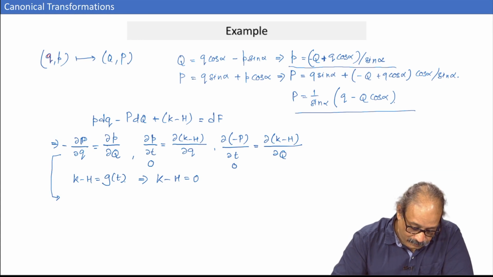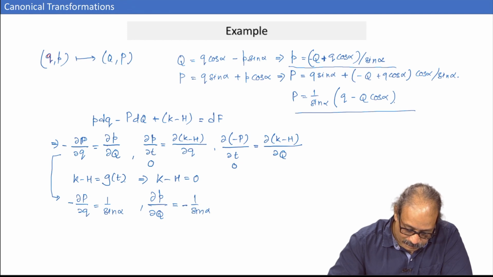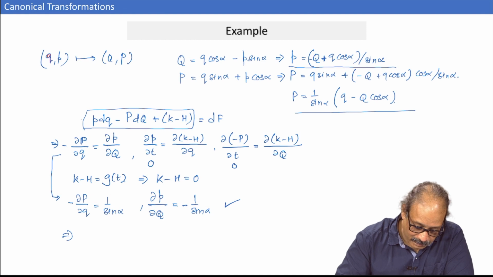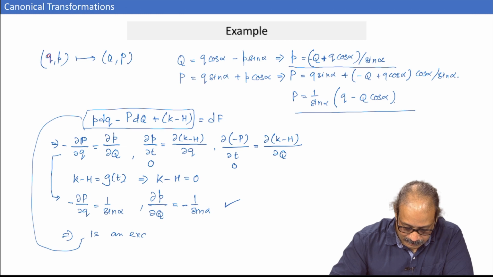So derivative of P with respect to q, with a minus sign, is 1 over sin alpha. And derivative of small p with respect to capital Q is equal to minus 1 over sin alpha. And yes, this means that the entire expression here is an exact differential.